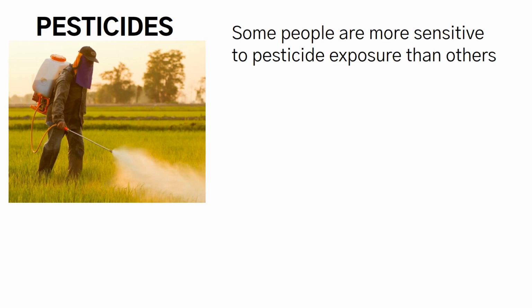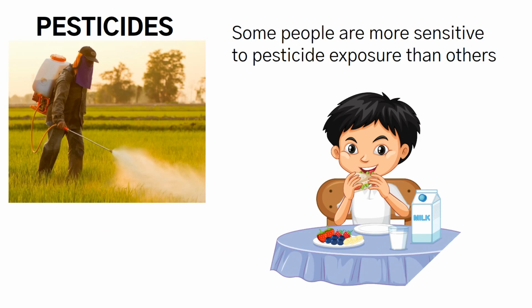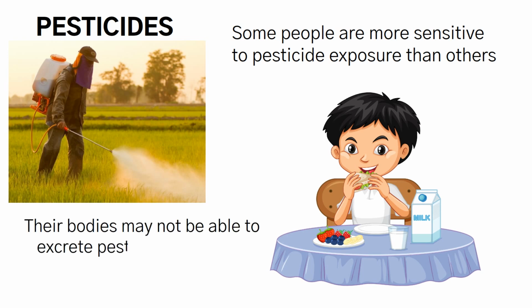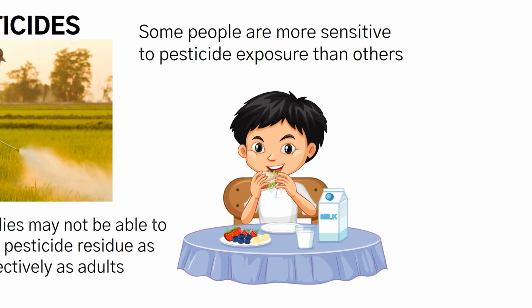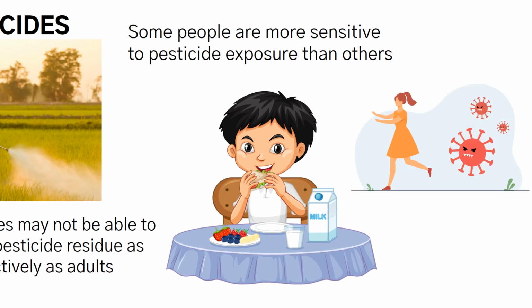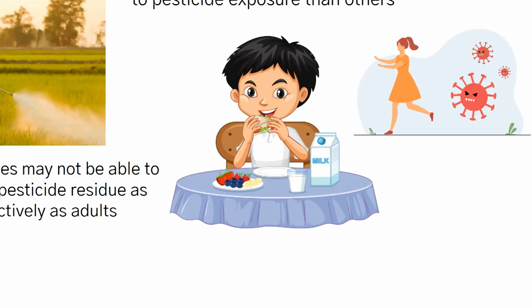Children, for example, are more sensitive because children eat more food per unit of weight compared to adults. This elevated amount means their bodies are taking in a higher percentage of pesticides for their bodies compared to adults. As children are still developing their immune system, their bodies may not be able to excrete pesticide residue as effectively as adults. Additional groups of people who have an increased risk include people with chronic illnesses, the elderly, and those with compromised immune systems.